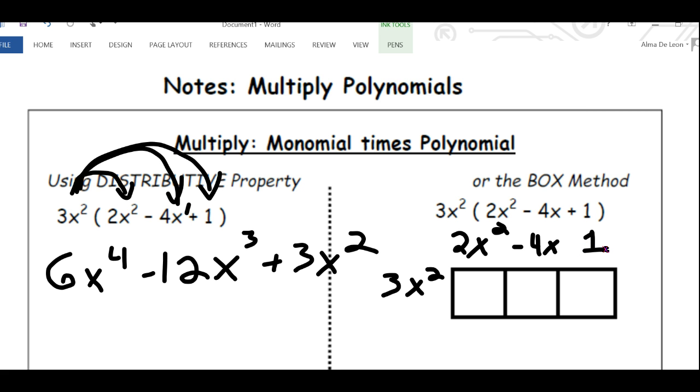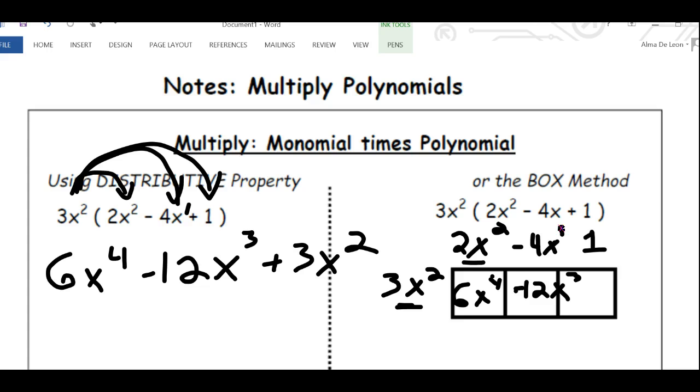Alright, 3x squared times 2x squared. All I'm doing is multiplying one side times the other side. So 3x squared times 2x squared is 6x to the 4th power because 2 plus 2 is 4. 3x squared times negative 4x. 3 times negative 4 is negative 12. And then x squared times x is x cubed, because 2 plus 1 is 3.